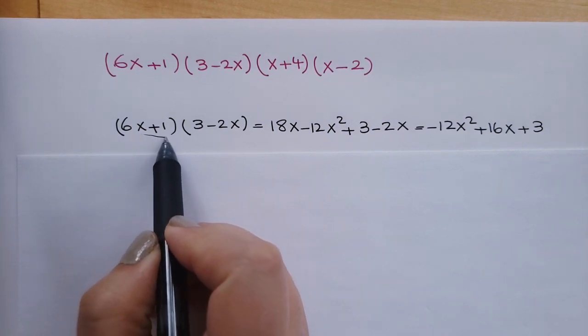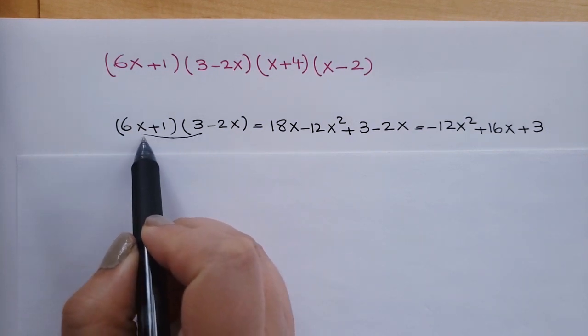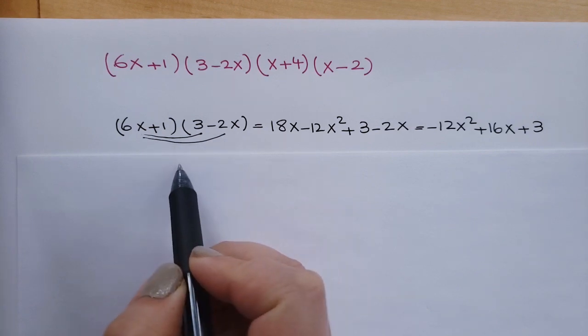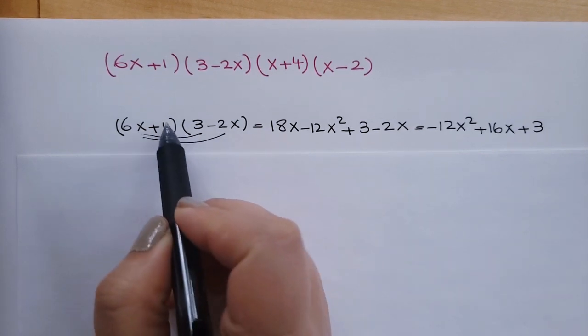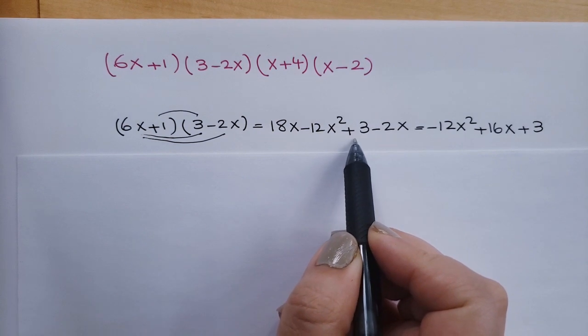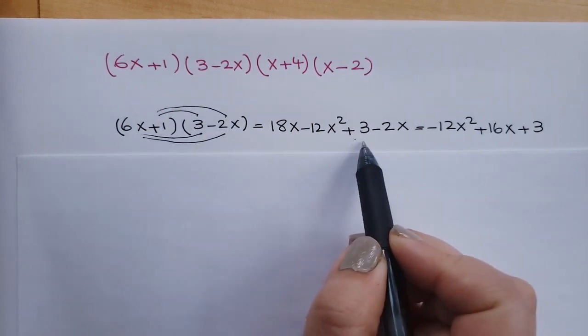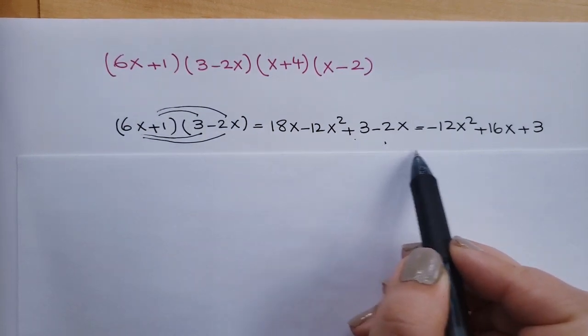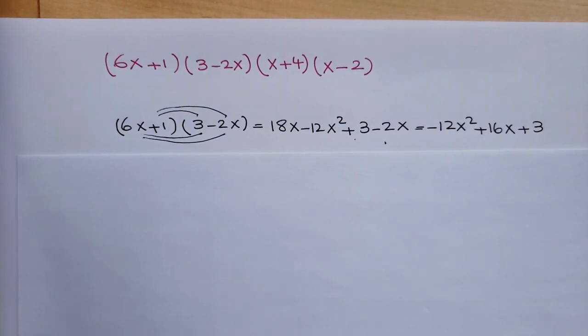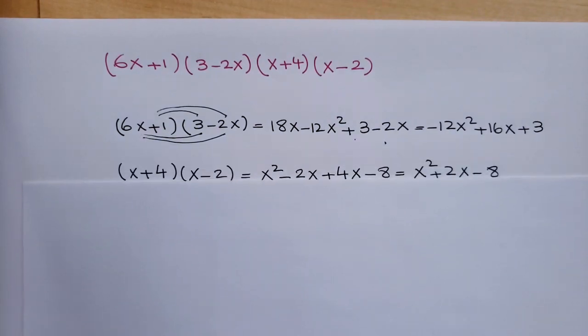Remember, 6x should be multiplied by 3. Then 6x multiplied by negative 2x. Okay. Then 1 times 3 is 3. And 1 times negative 2x, which is negative 2x. And then I simplify the answer. I get the answer for the 2 brackets.